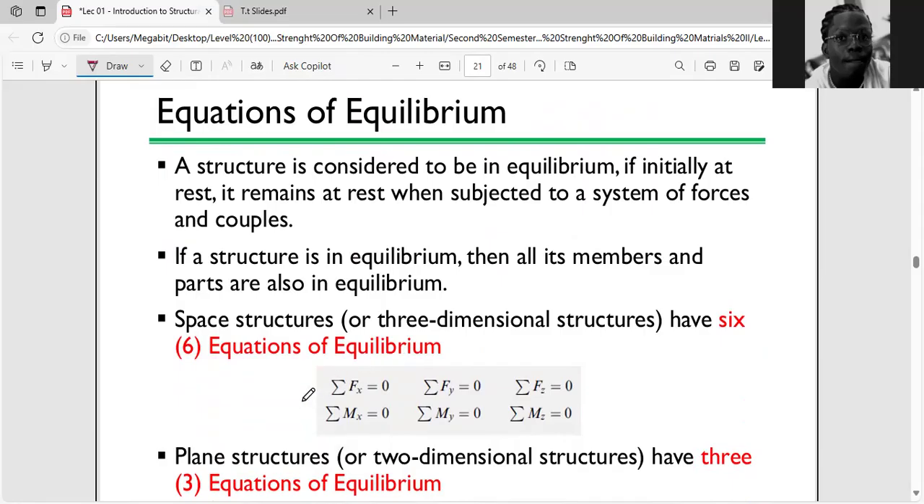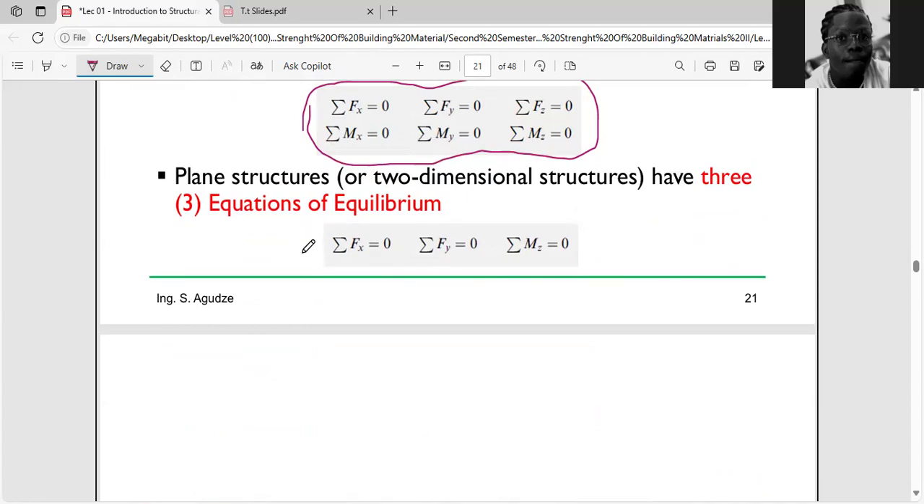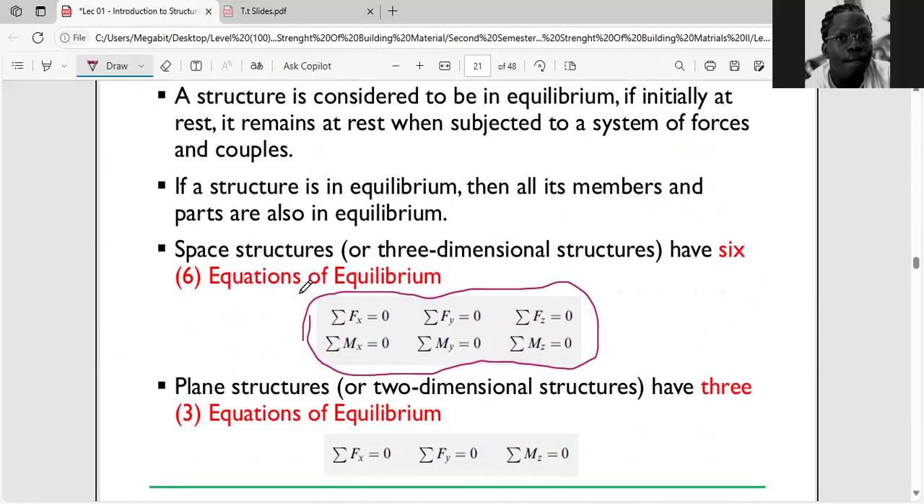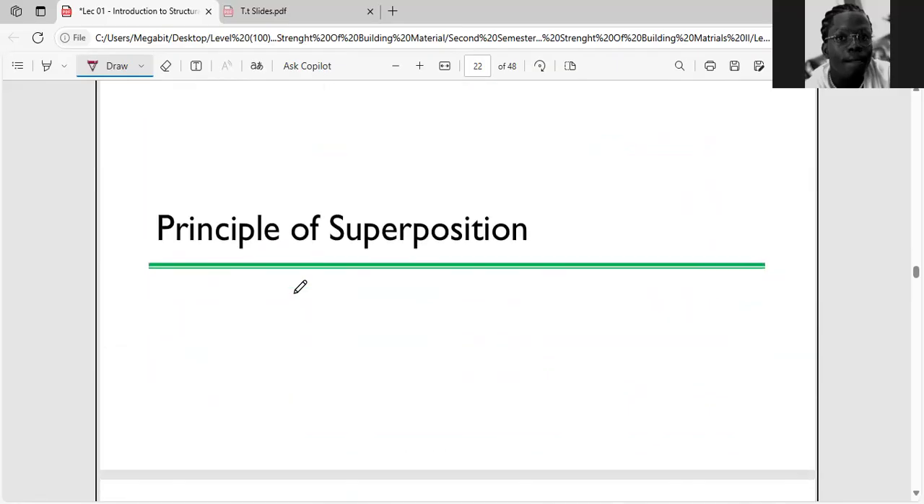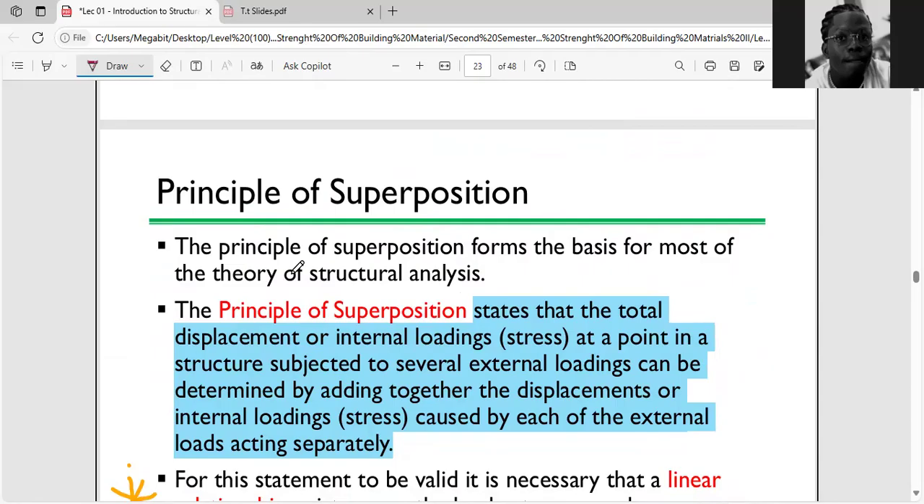So these are some of the equilibrium equations we are going to be using in our calculation and in our work. So let's come to the principle of superposition. The principle of superposition forms the basis for most of the theory of structure analysis.